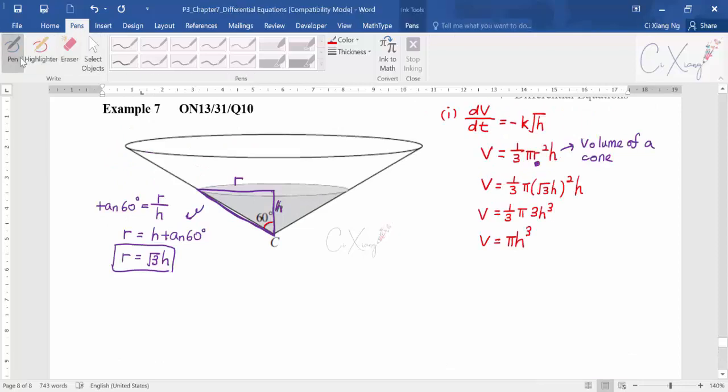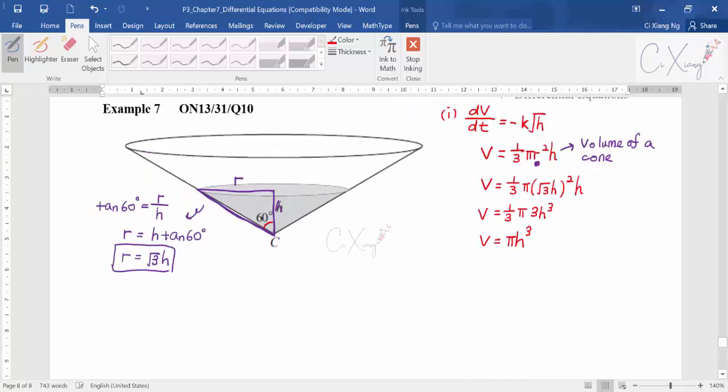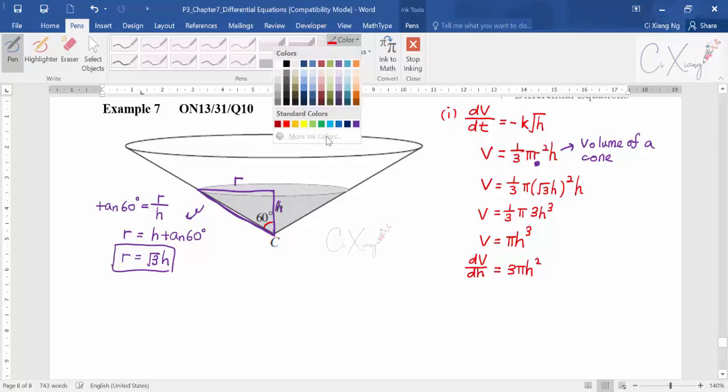Okay, then now I need to continue. I want to have dV over dH. So dV over dH is equal to 3 pi H squared. Alright. Okay, so now I go into the main point.